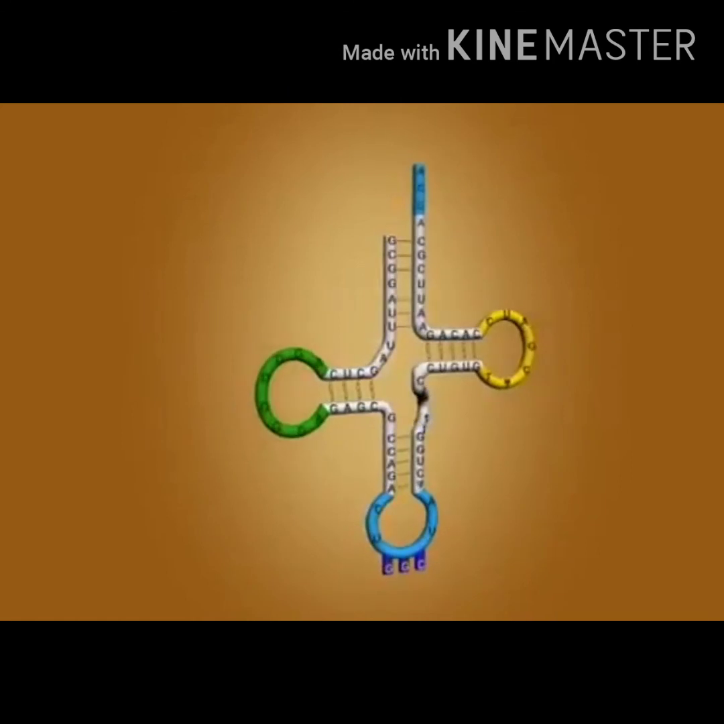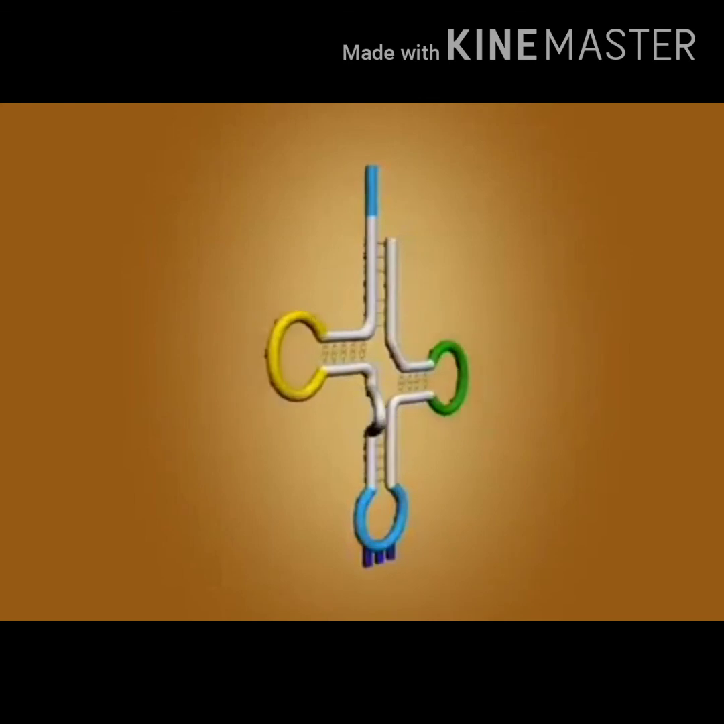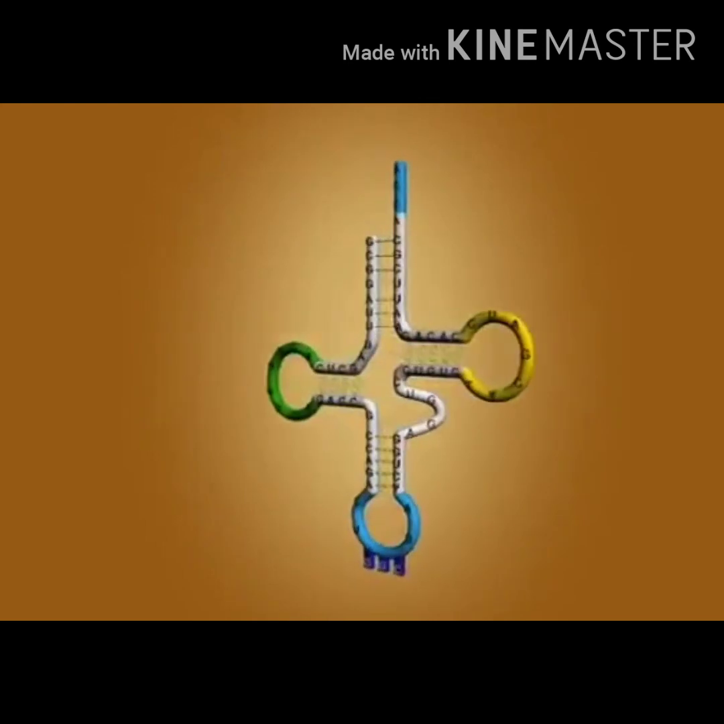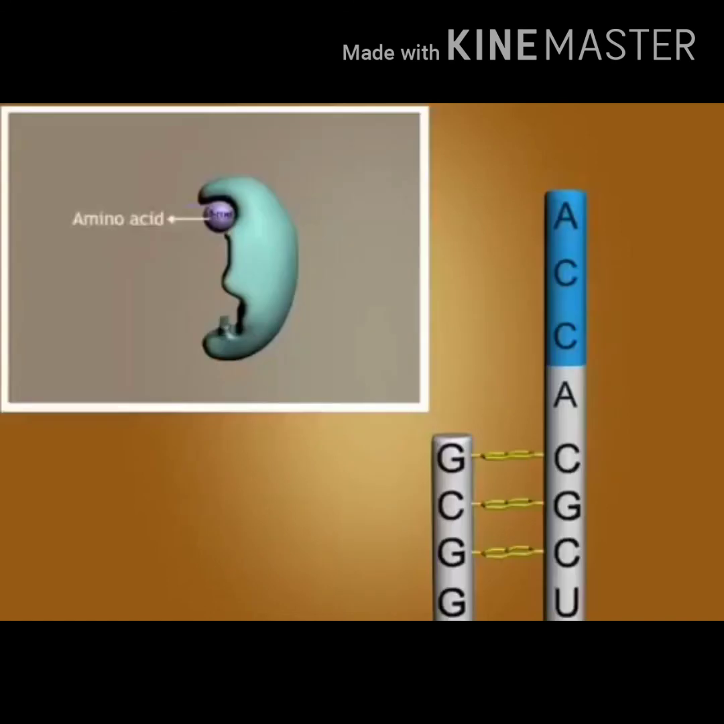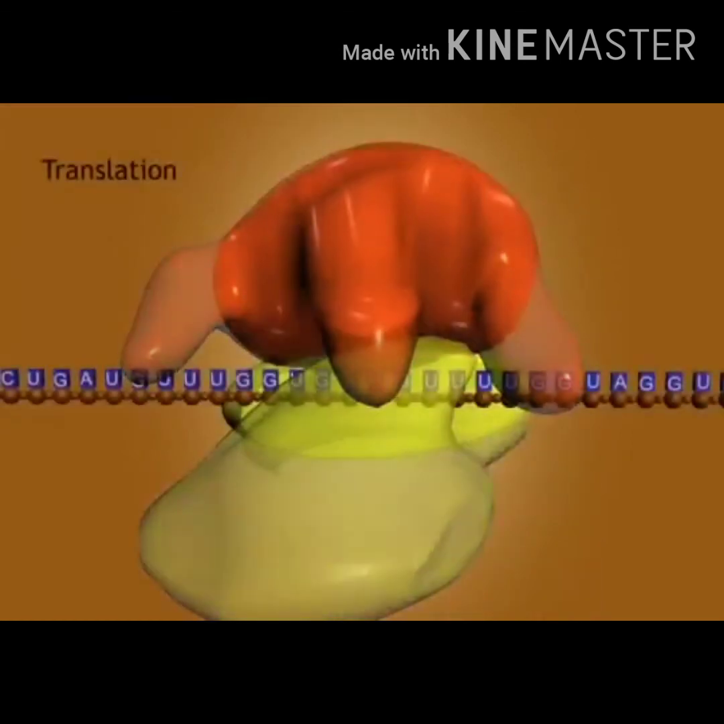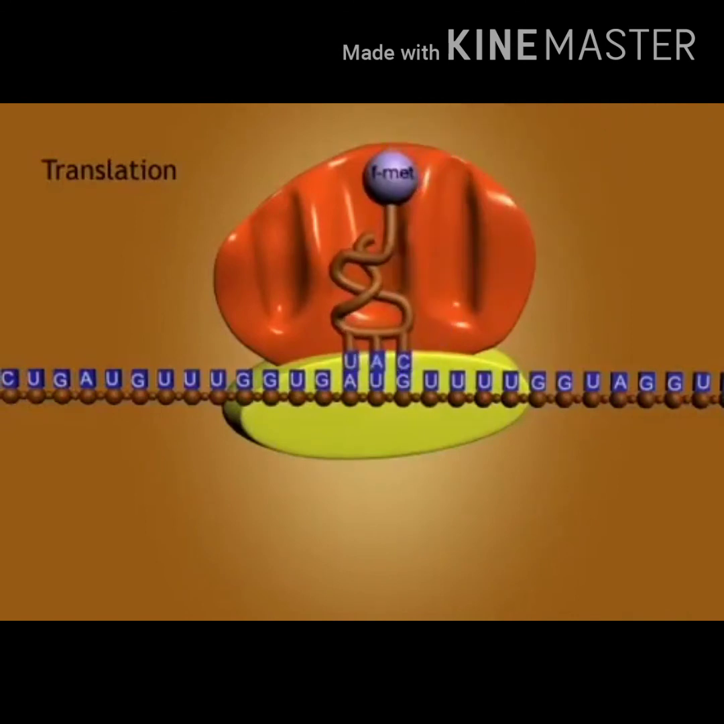Look at this picture. Here you can see the view of tRNA, which is a clover leaf model. It has 3 loops. They are the anticodon loop, the D loop and the T loop. The amino acids are bound on the 3' end of the tRNA. The initiator tRNA will bring the amino acid, that is methionine, to the ribosome.